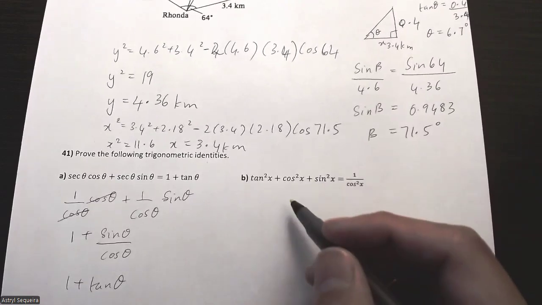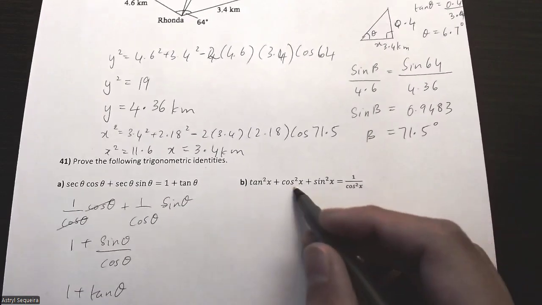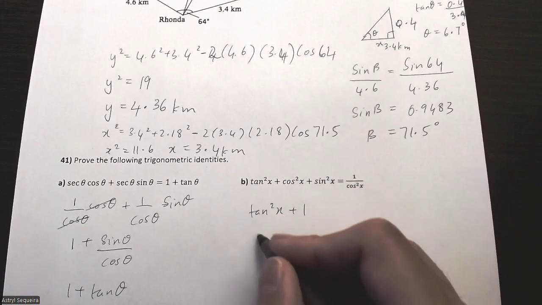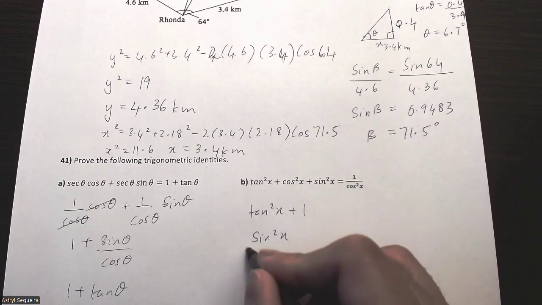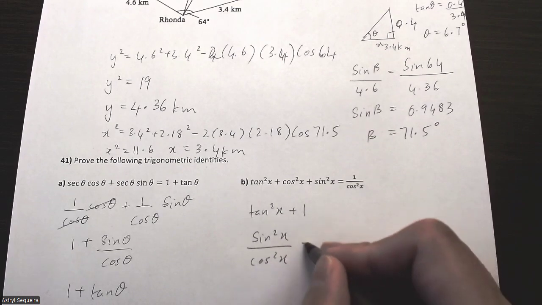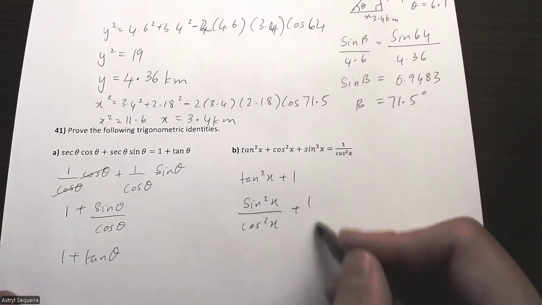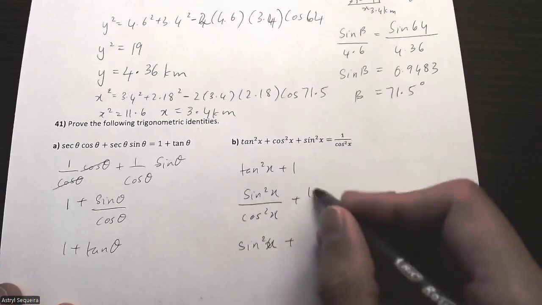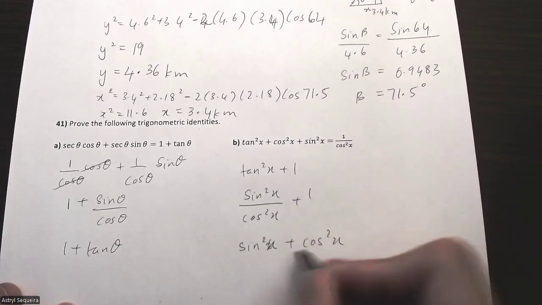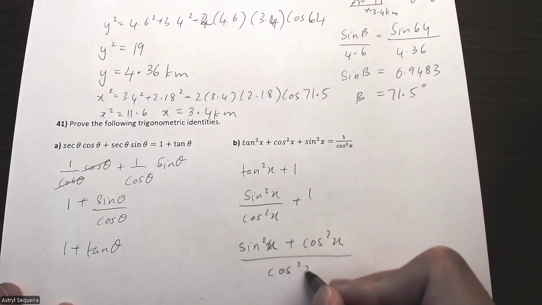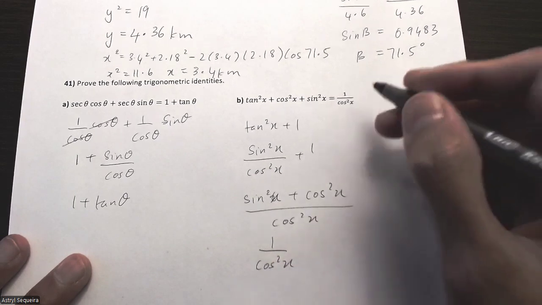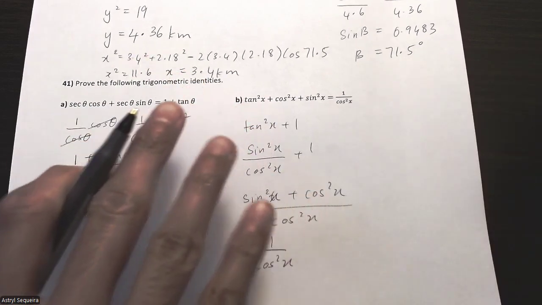Second one over here, again, I'll work on the left side. Cos square plus sine square is just 1. Tan is sine over cos. I'll make a common denominator, so multiply the top and bottom over here by cos square. Sine square plus cos square is just 1. Now it matches the other side.